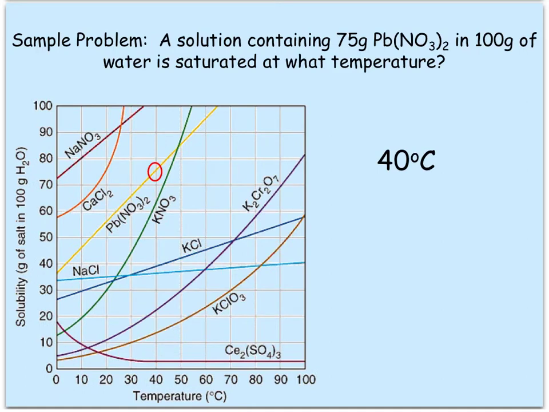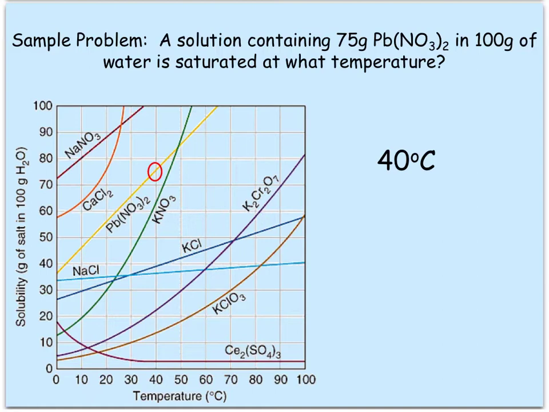Here's a sample problem. A solution containing 75 grams of lead-2 nitrate and 100 grams of water is saturated at one temperature. Now the 100 grams of water corresponds with the y-axis to tell you what the solvent is for the solution. It does not affect the reading that you're trying to do of this graph.